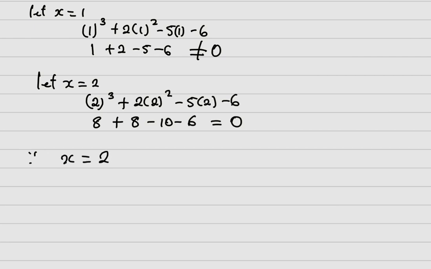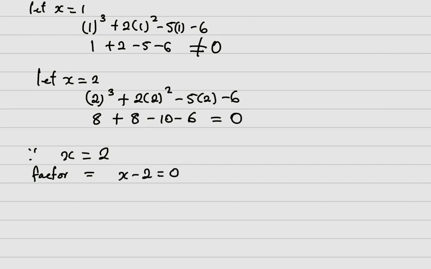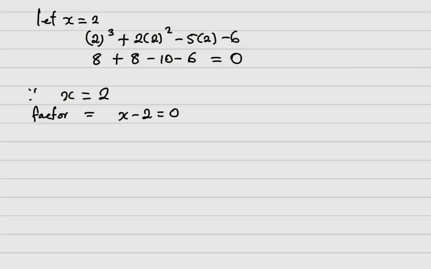This is what I'm going to choose. Now, this is a zero of it. Then what about a factor? To get the factor, just like I taught you in the previous video, x minus 2 equals 0. It's a factor. Since I have one factor, I'll move to the next step. I will divide, for me to get the other factors and hence the other roots. This is x minus 2, and the equation is x cubed plus 2x squared minus 5x minus 6.